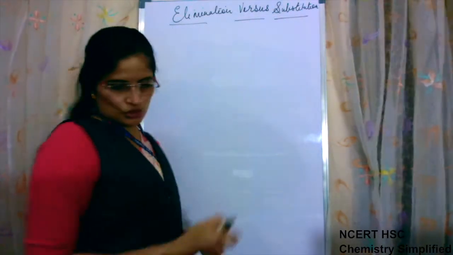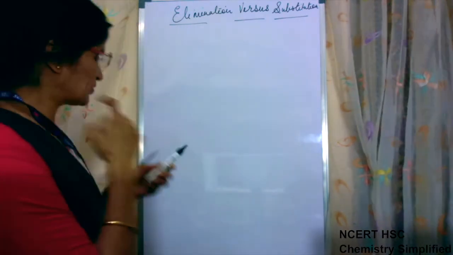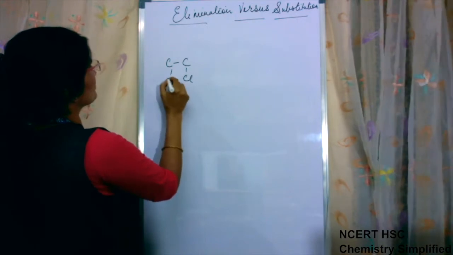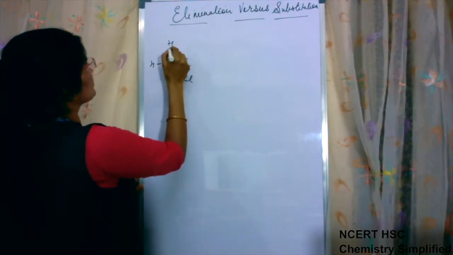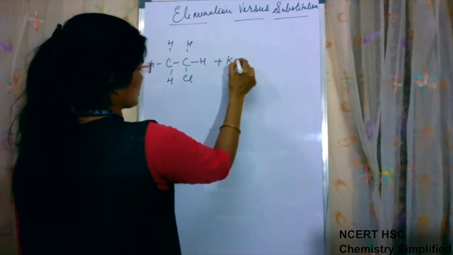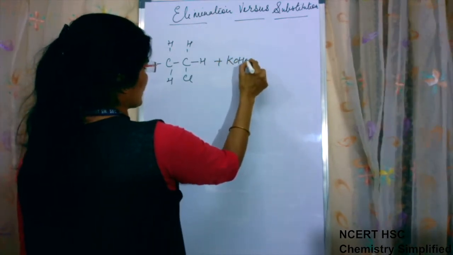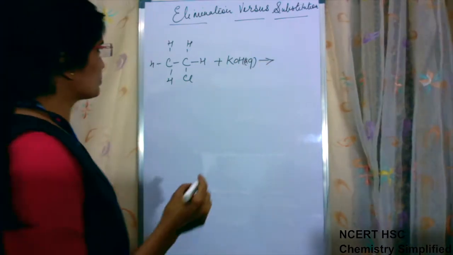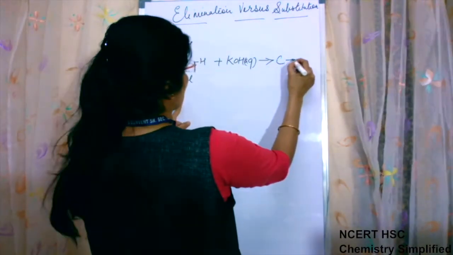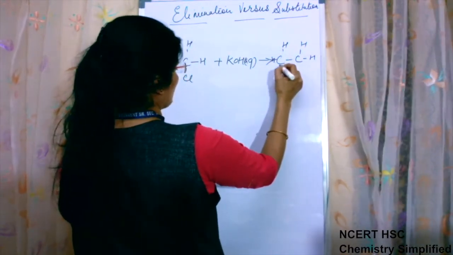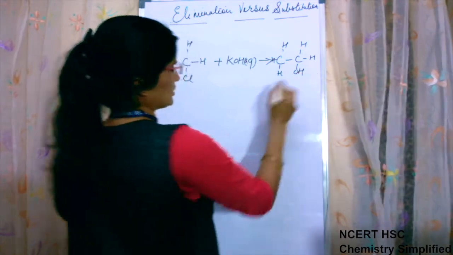We had seen two reactions yesterday. One was that when alkyl halide was taken, and if I was using KOH, that is aqueous KOH, then the product was a substitution product and we were getting CH3CH2OH here.